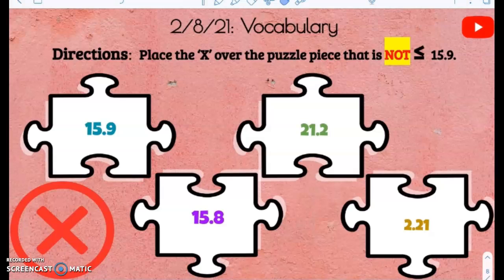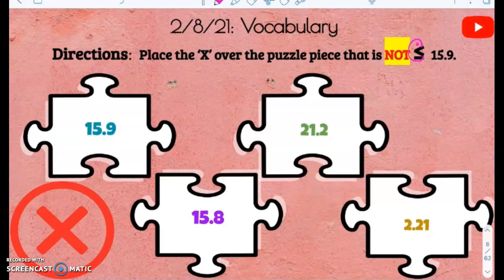Our vocabulary directions. We're going to place that X over the puzzle piece that is not. Ooh, then we have the symbol less than or equal to 15 and 9/10. All right, so this symbol means, when it's pointing, remember, the big mouth eats the big number. So if we make it like a little Pac-Man, how cute. Big mouth eats the big number. That line under it also means equal to.